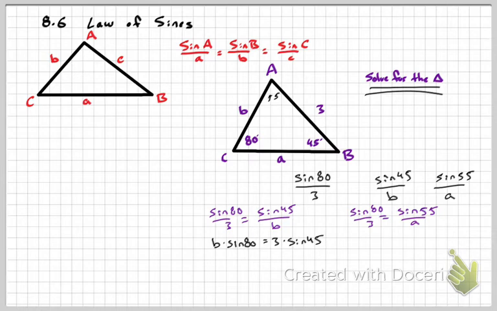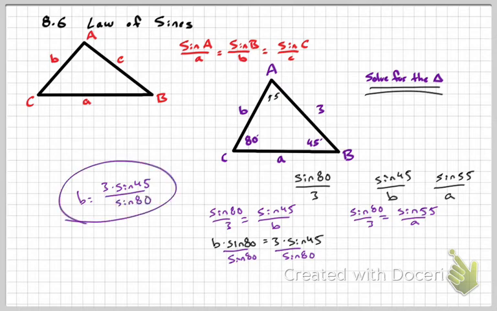Then I want to get b by itself, so I'm going to divide by the sine of 80. So that means that b equals 3 times the sine of 45 divided by the sine of 80. And this is what we want to put in our calculator right here.